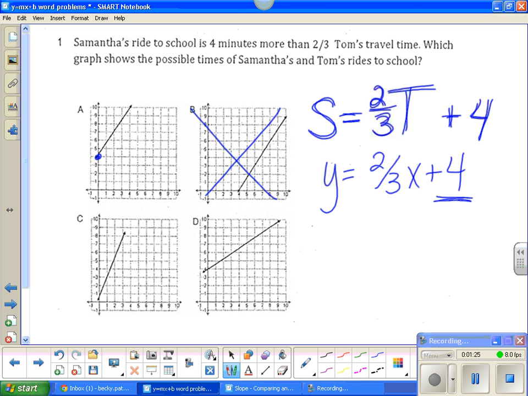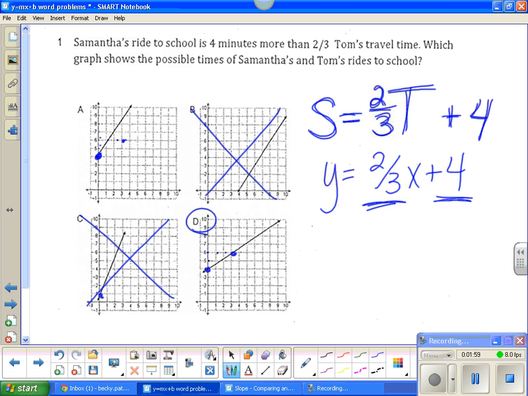C does not have a y-intercept of 4, so we're going to cross him out. And D does have a y-intercept of 4. So we're down to A and D, just based on the y-intercept. Now we're looking for one that has a slope of 2/3. So we're going to go from our y-intercept up 2, right 3. And that line does not fit. Let's try D. Up 2, right 3. And that fits. So we're going with D.